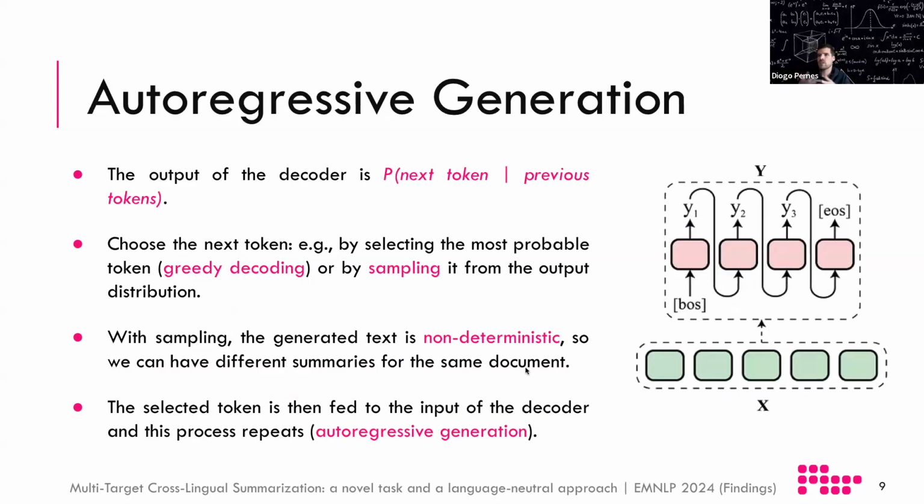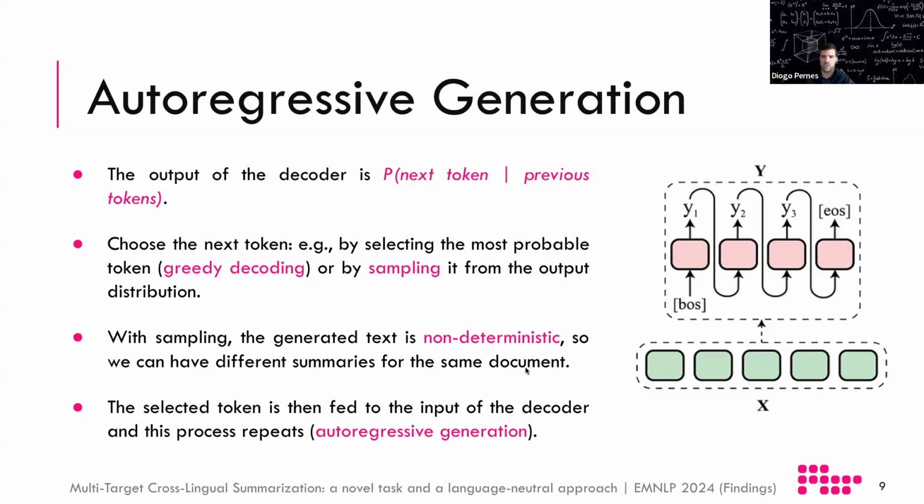And how does it work? The output of the model, of the decoder, is just the probability of the next token given the previous tokens. So this is all the model gives us. But we don't want probabilities, we want actual text. So on top of these probabilities, we need to have some criteria to select the next token. For instance, one very obvious thing that you can do is to select the token with the highest probability at each decoding step. This is called greedy decoding.